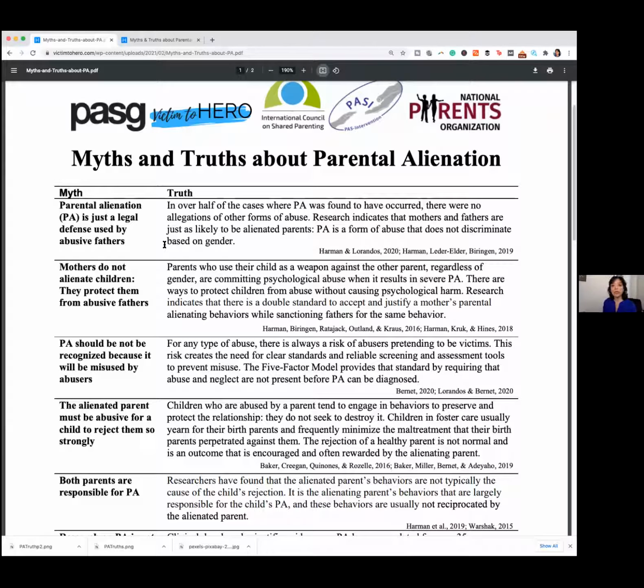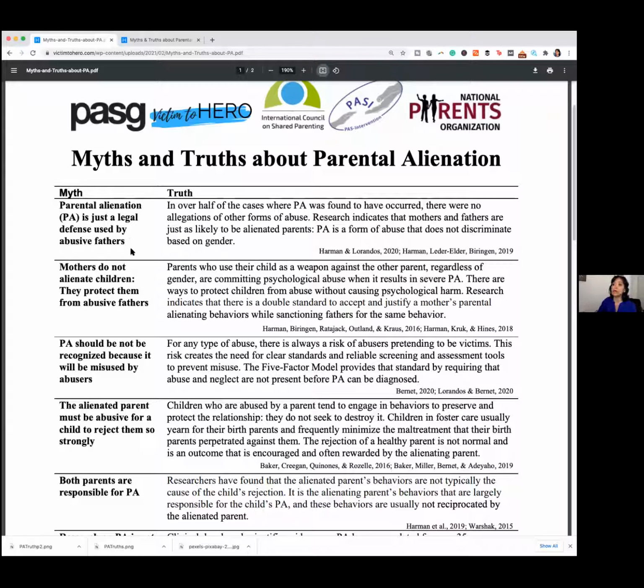Yeah, there's a lot of misinformation out there that has been very destructive to our fight against parental alienation, because there are people out there that do not believe in parental alienation being real or a lot of these things. So this sheet is meant to explain, address and fight against this misinformation.